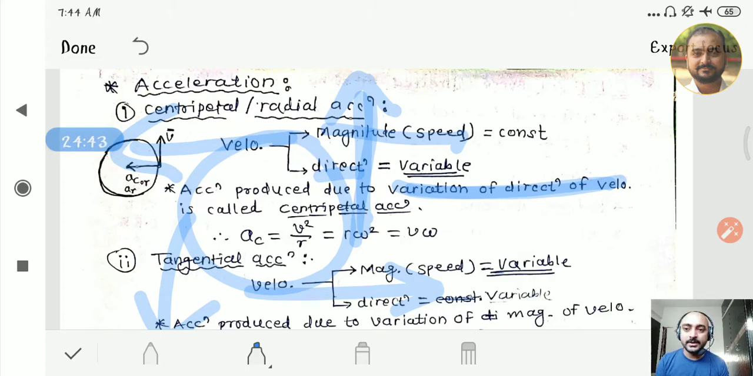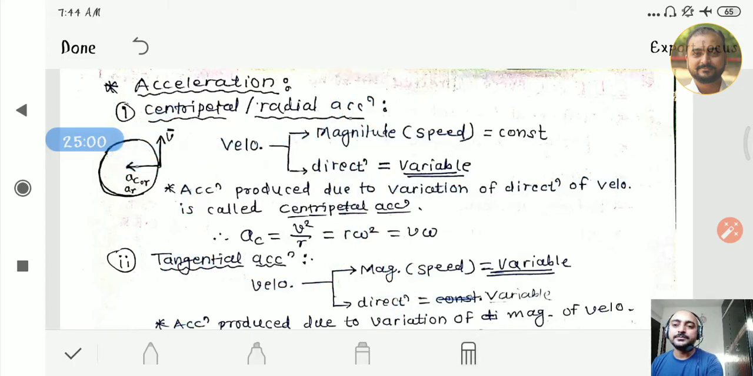And so what we note here is that the magnitude of the velocity, that is the speed, remains constant, but the change in velocity is due to the direction, and so the acceleration is produced, which is known as the centripetal acceleration.